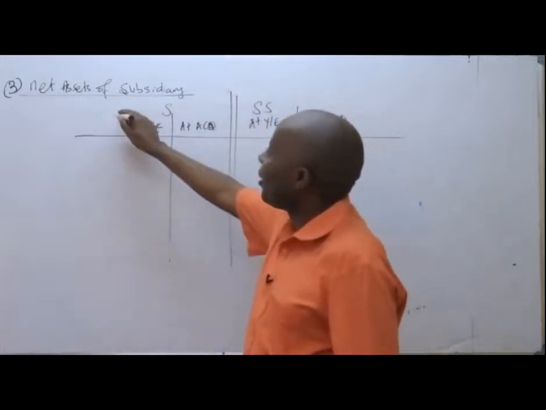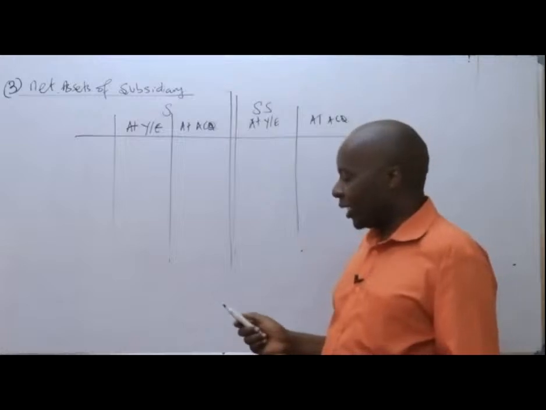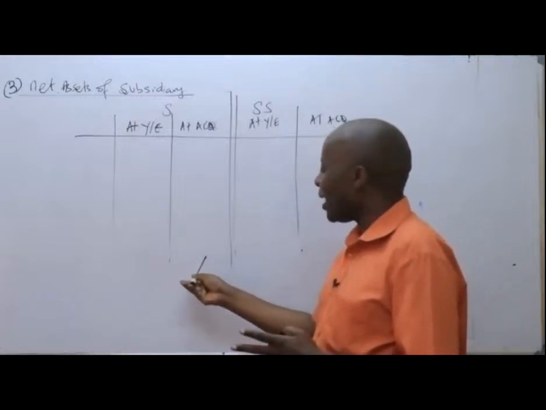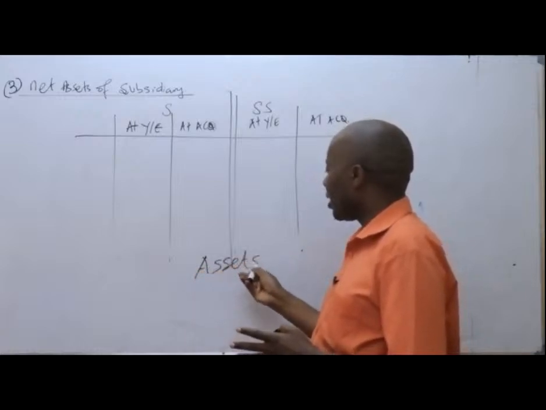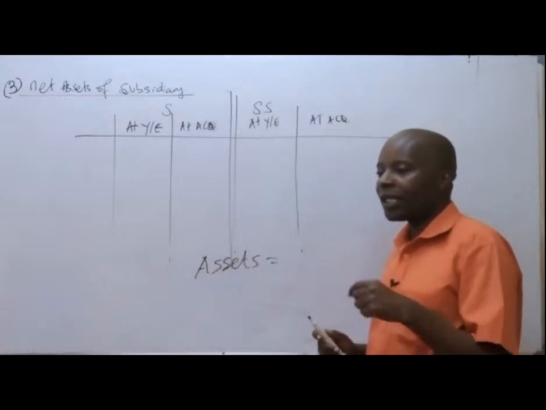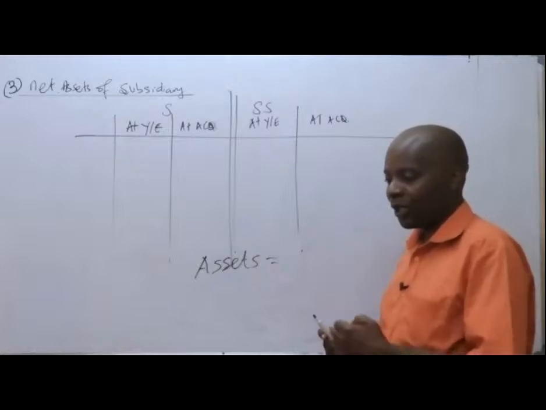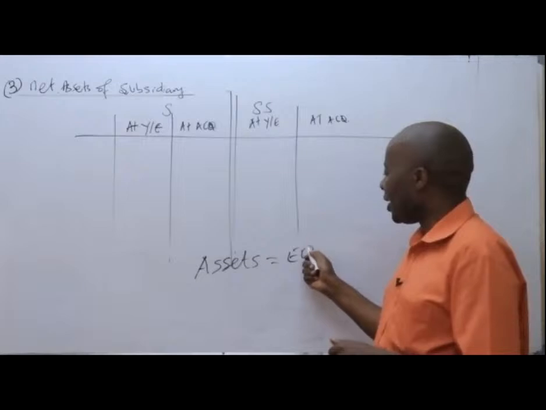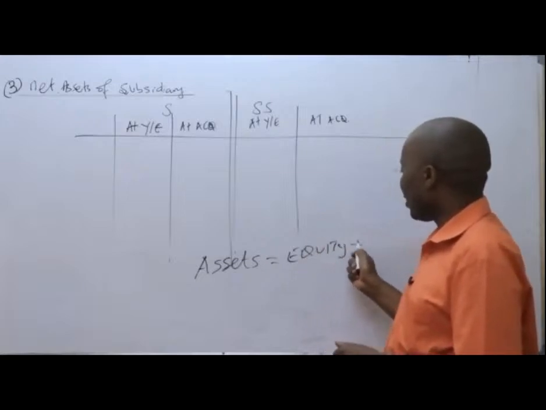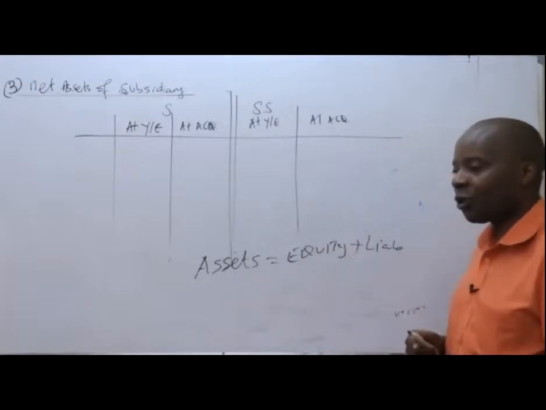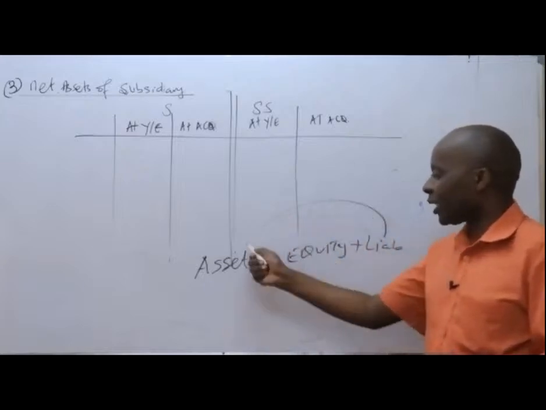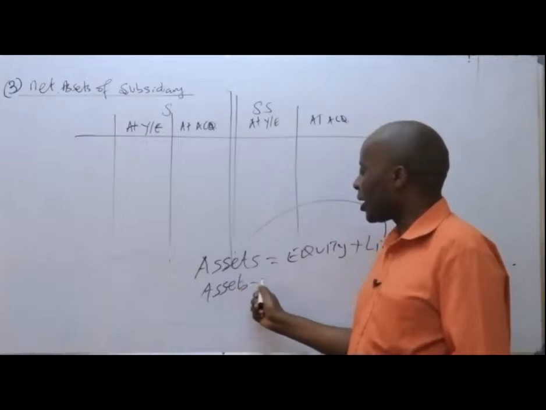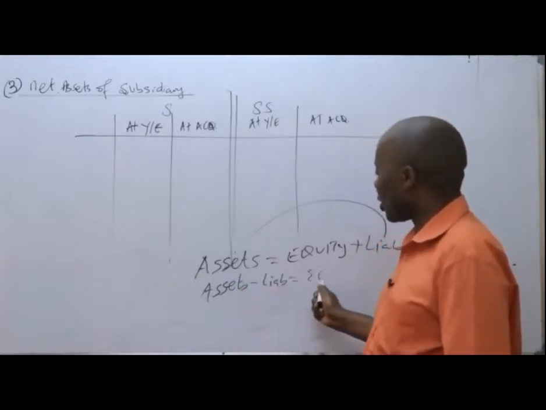Ladies and gentlemen, please don't forget your accounting equation. Normally we say assets equals who? Assets equals equity plus what here? Equity plus liabilities. Very important for you to know that. Could you kindly take this to the other side? If I take this to the other side, I'll be talking of assets minus liabilities equals equity.